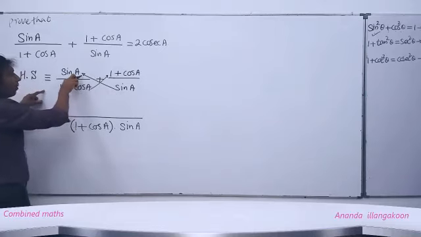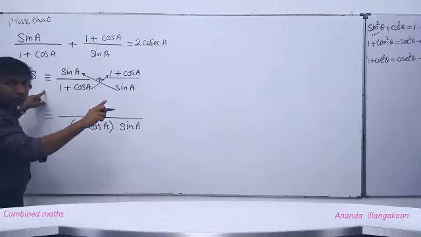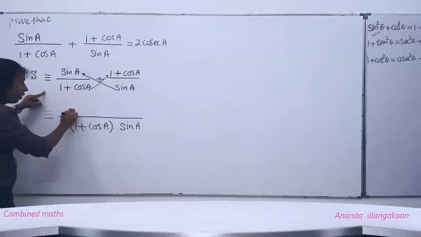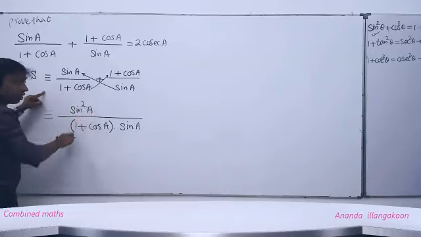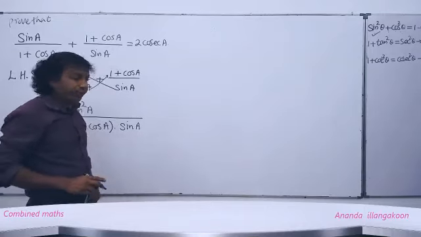Sine A multiplied by sine A means what? It's like x into x, no? X into x, x multiplied by x is x squared, no? Like that, sine A into sine A is sine squared A, not sine A squared. We don't write like that, sine squared A, right?